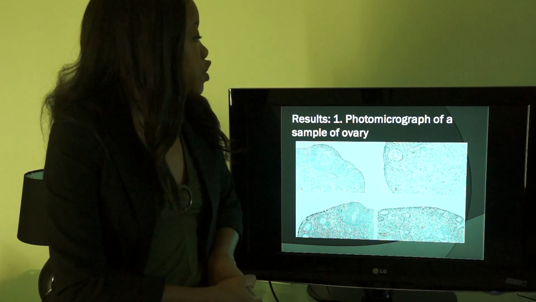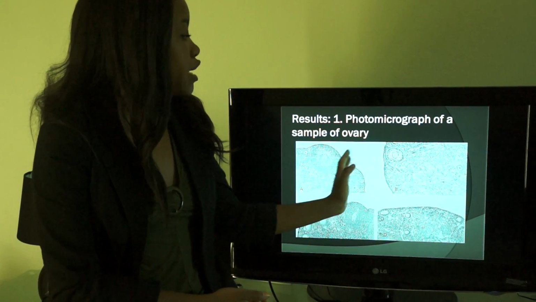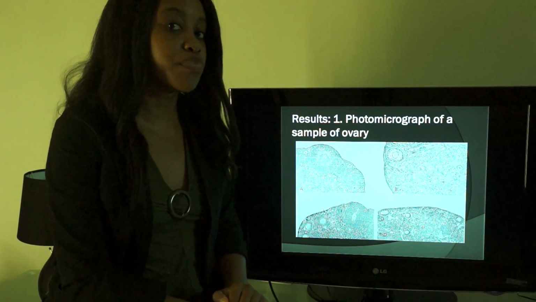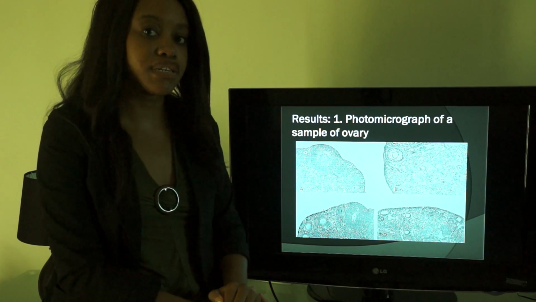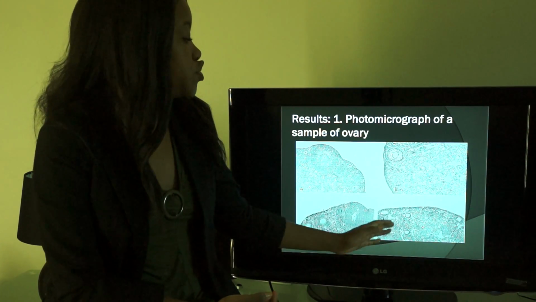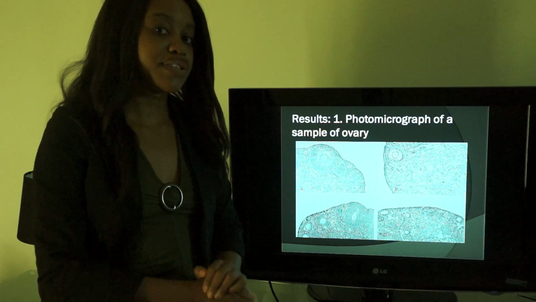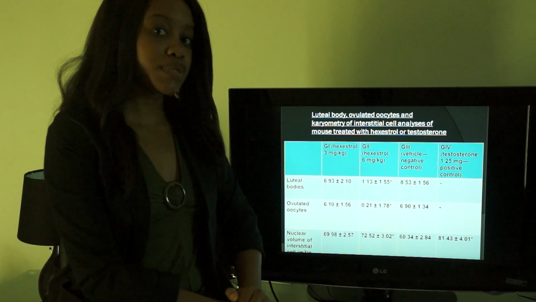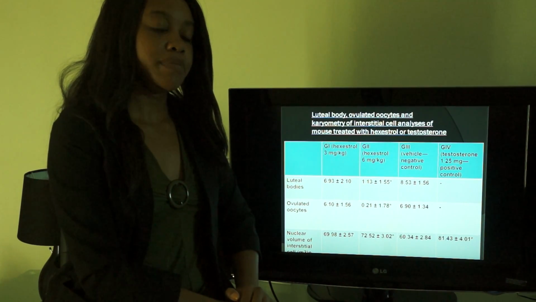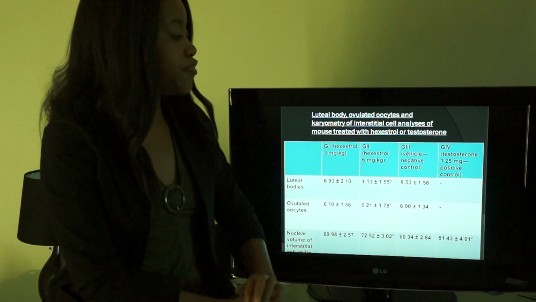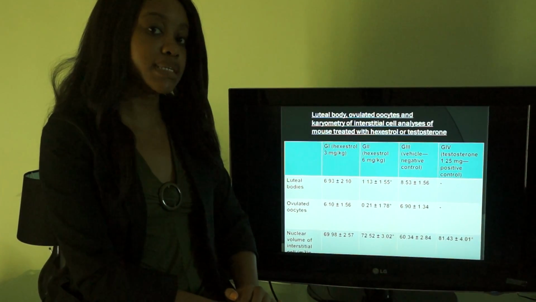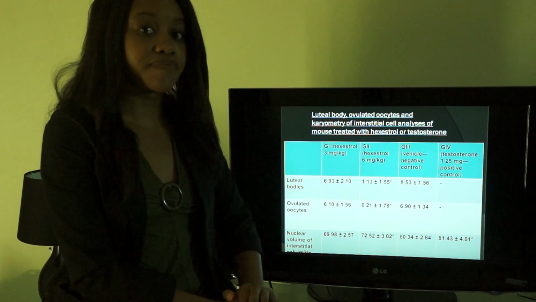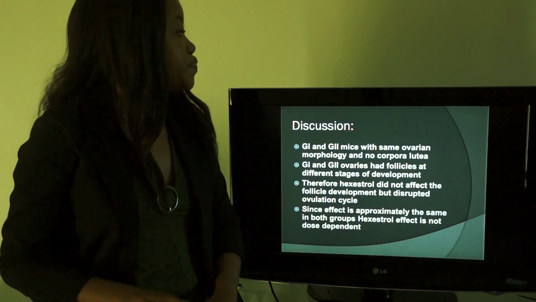Using this figure 1, which shows ovarian sections, it shows that Group 1 and Group 2 ovaries had a large number of follicles at different stages of development, with the primary follicles being the majority and no secondary follicles were detected. And Group 2 and Group 4 ovaries were highly vascularized with blood vessels. Using Table 1, which shows an analysis of luteal bodies, oocyte count, and nuclear volume in interstitial cells, it shows that Group 4 ovaries had no luteal bodies and oocyte count detected, and that Group 2 and Group 4 ovaries had the largest volume in interstitial cells.